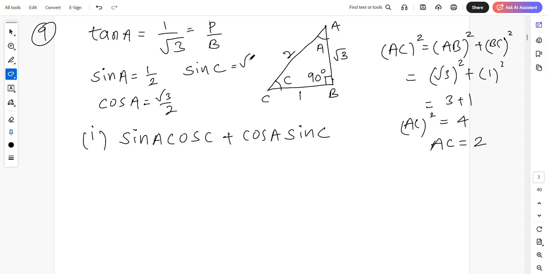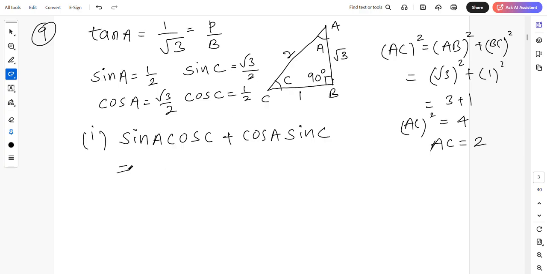Perpendicular is root 3, hypotenuse is 2. This is the hypotenuse. For angle C, the perpendicular is root 3 and the hypotenuse is always the same, so sin C is root 3 by 2. You require cos C also. Whatever values you require, write them down here. Cos C will be equal to how much? Cos is base by hypotenuse. Base is 1 by 2.